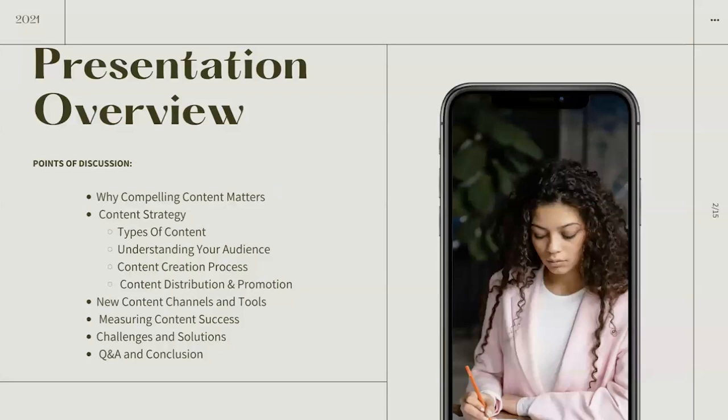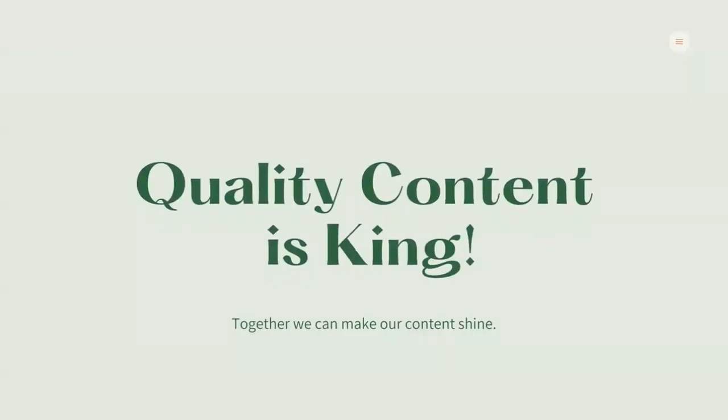So in this presentation, we're going to look at first why quality and compelling content matters. Then in terms of the content strategy, you look at what are the types of content and how best to identify your target audience in terms of segmentation, the content creation process, and also content distribution and promotion. After that, we'll focus on some of the channels and tools through which you can distribute and promote your content for having the desired impact, and how to measure the success, some of the challenges relating to content delivery and content strategy. And then we'll take Q&A before ending the session.